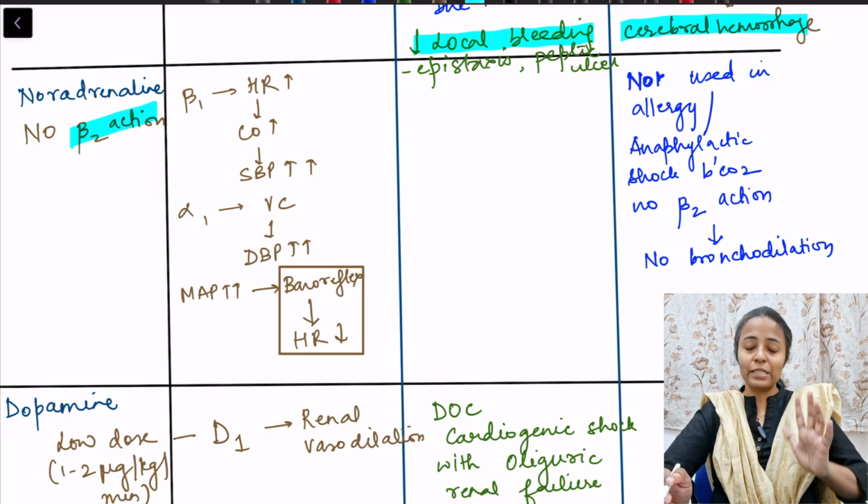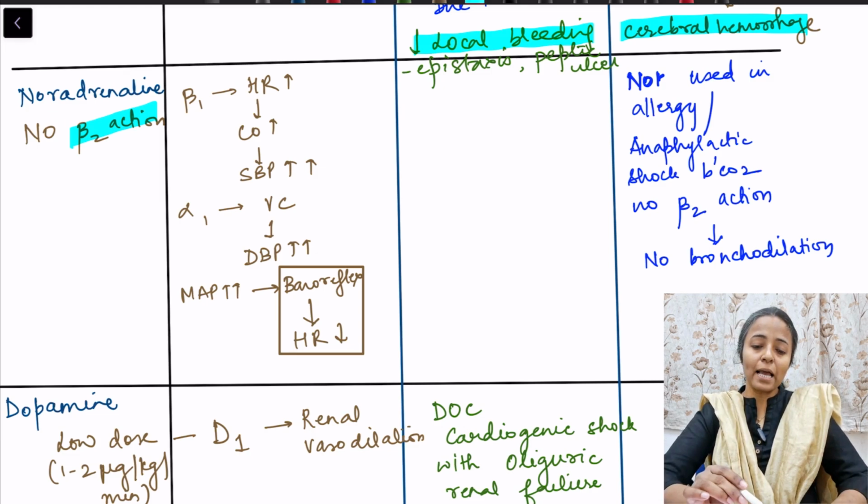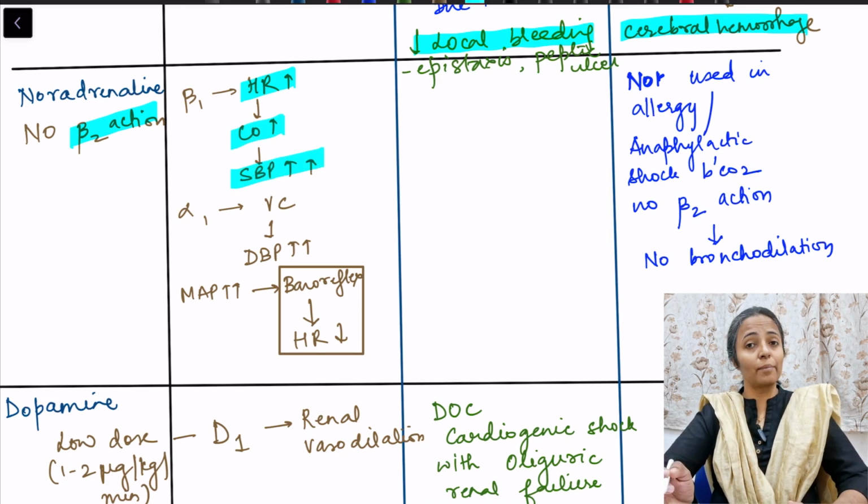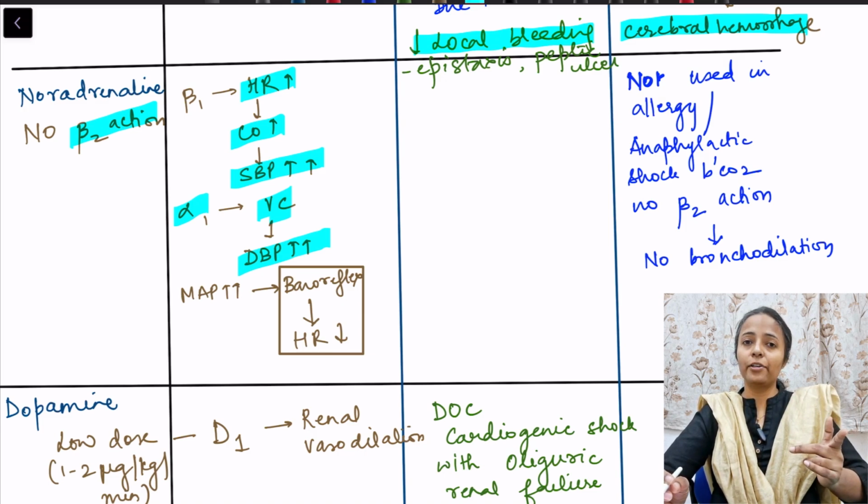Okay, it has beta 1 action. So beta 1 action is going to increase the heart rate, that is going to increase the cardiac output, and that is going to increase the systolic blood pressure. Cardiac output is a determinant of systolic blood pressure. And because of its action on alpha 1 receptors, it leads to extreme vasoconstriction and hence an increase in the diastolic blood pressure. Okay. So this is the difference compared to that of adrenaline.